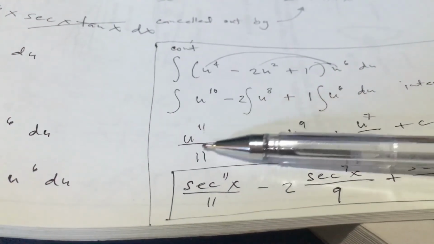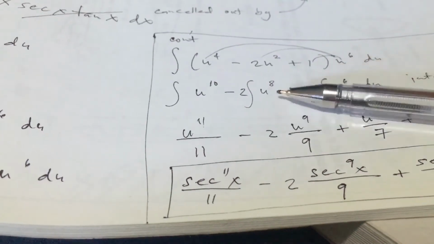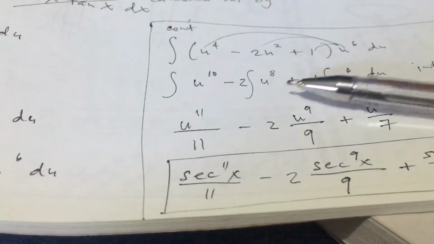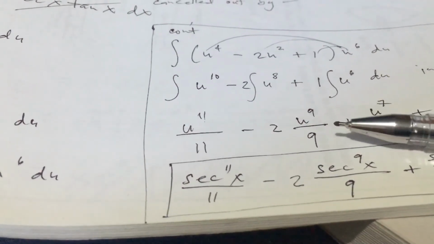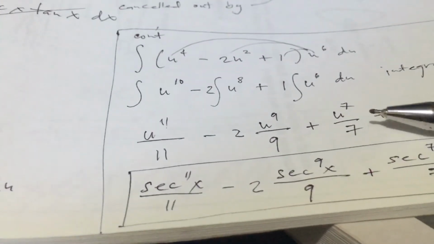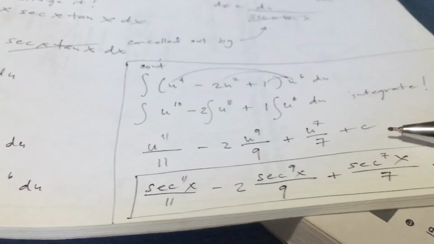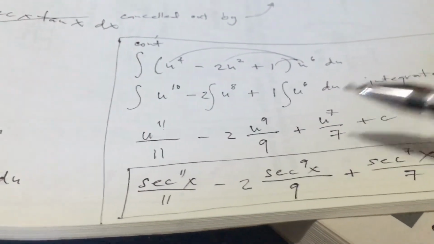u raised to the 11th over 11. u raised to the 9th, because that's an 8, 8 plus 1, that would be 9. And then put that 9 in the denominator, and so on and so forth. Plus C. Don't forget to put the plus C.